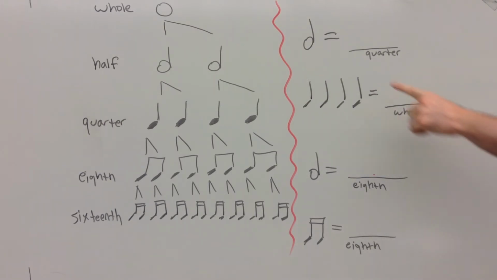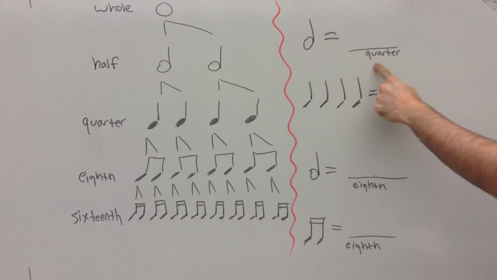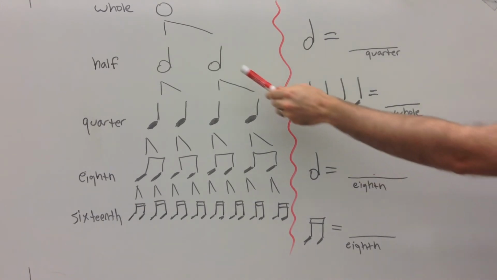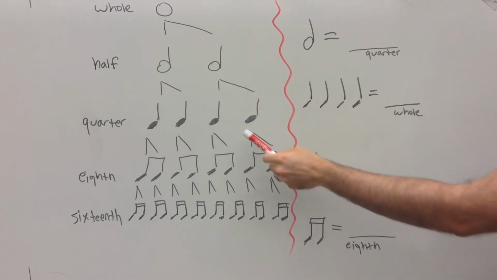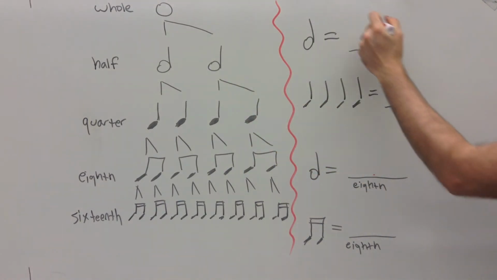So for instance, the first problem is you got a half note. How many quarter notes equals a half note? Well, let's look at our chart here. Here we have a half note. Here we have quarter notes. And based on what the chart says, looks like we have 2 quarter notes equal a half note. So we would just put a 2 here.